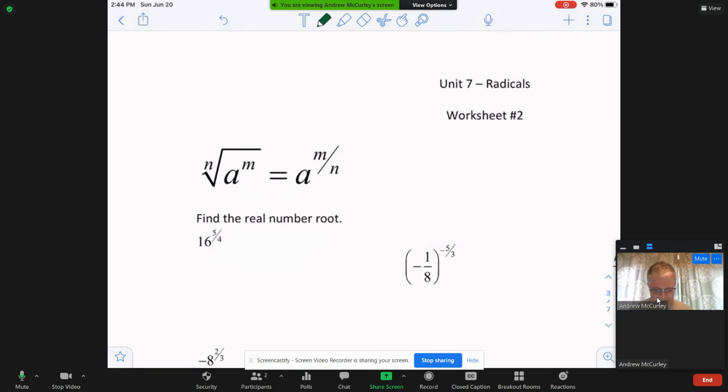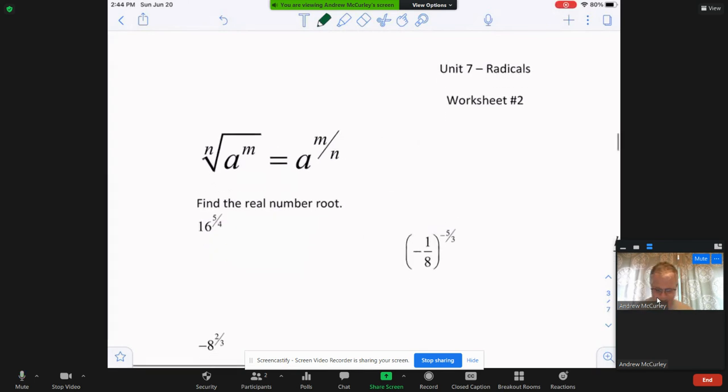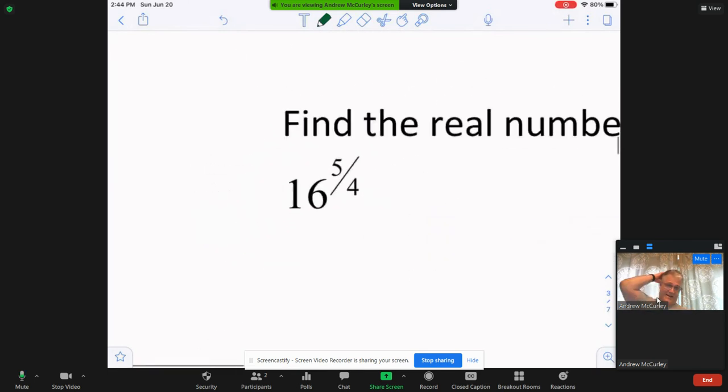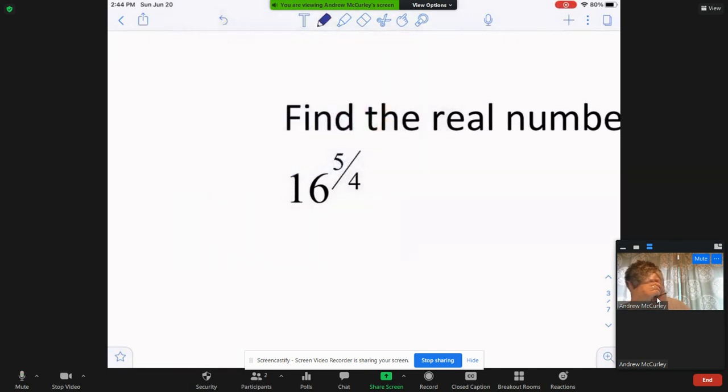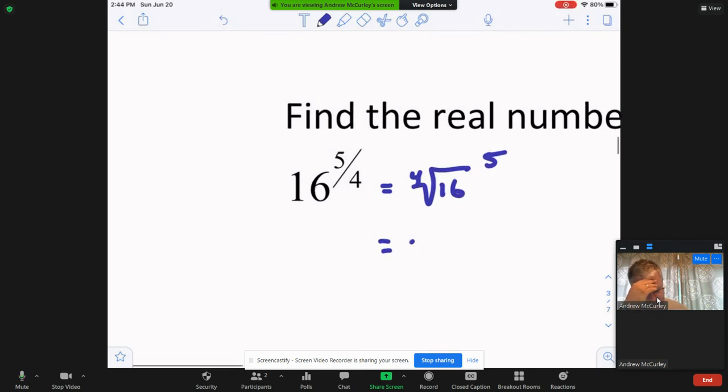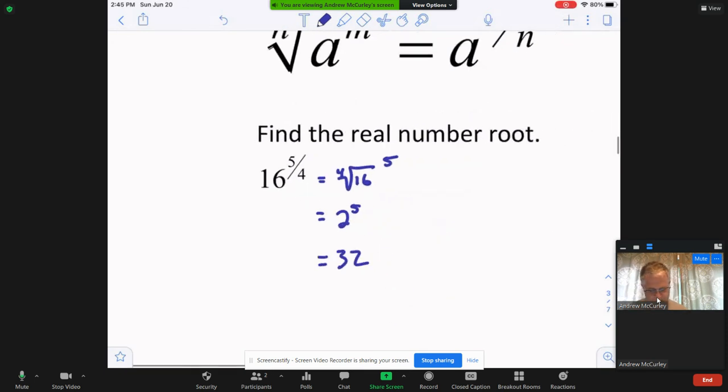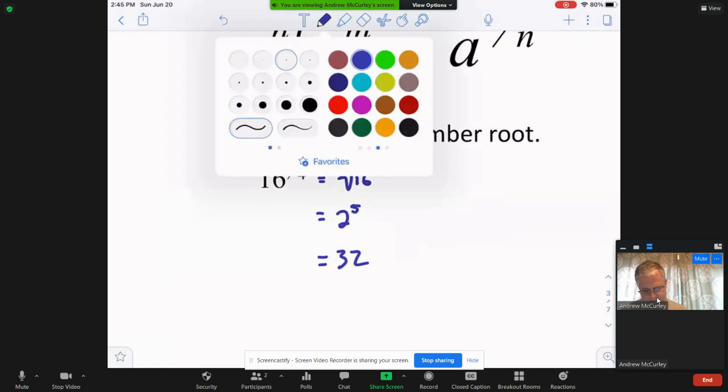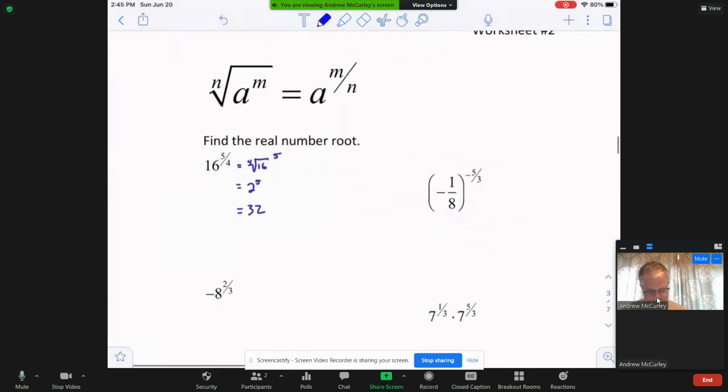So, for example, if we wanted to reduce this one, I've got 16 to the 5/4. Well, I can obviously put this in my calculator. But this is like saying it's the fourth root of 16 to the fifth power. Well, I know the fourth root of 16 is 2, so 2 to the fifth power. So my answer is 32. You can rearrange that a couple other ways, but I find that to be the easiest.